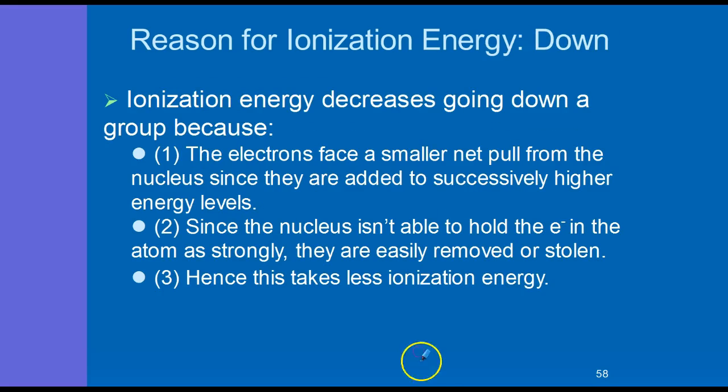And as you go down a group or a column, the electrons face a smaller net pull from the nucleus since they are added to successively higher energy levels, which means they're further out from the nucleus. And since the nucleus isn't able to hold the electrons in the atom as strongly due to the shielding of electrons in inner energy levels, they're easily removed or stolen. Hence, this takes less energy to ionize it, which means to remove an electron.